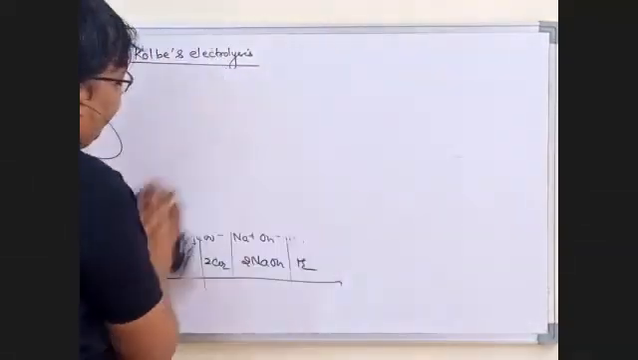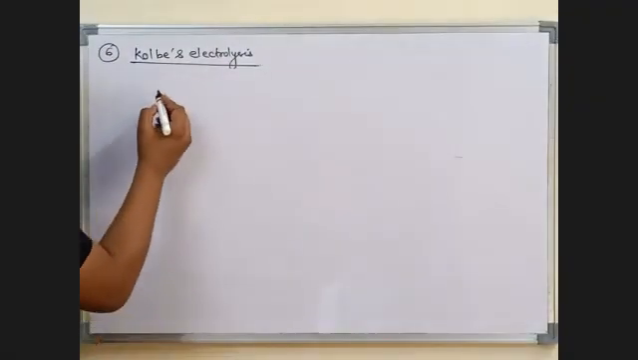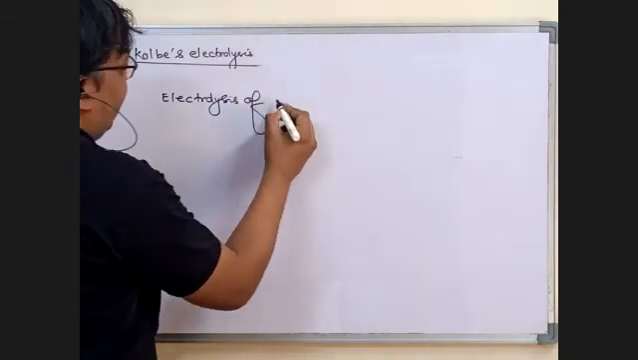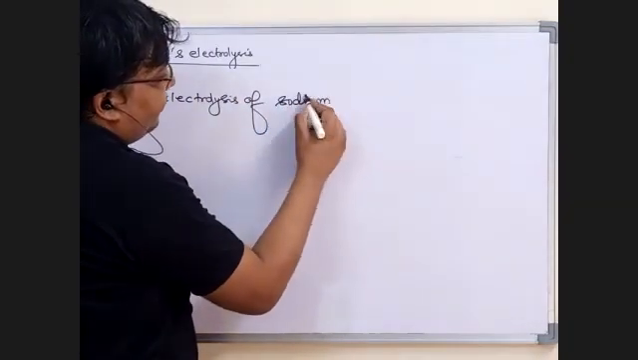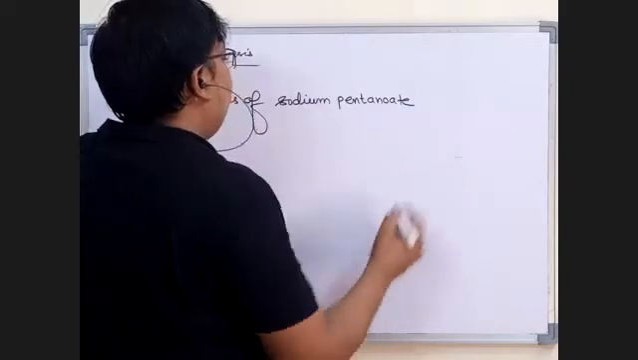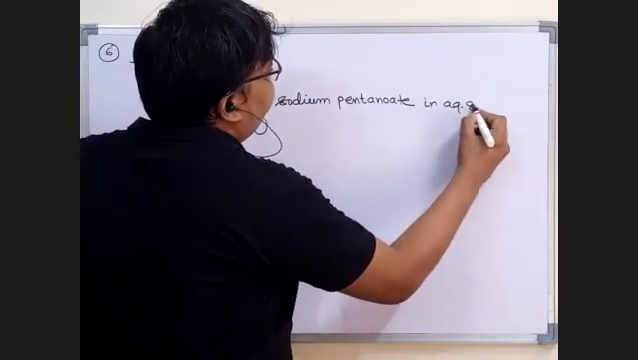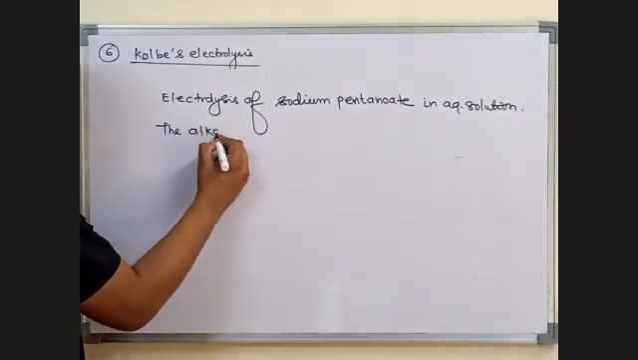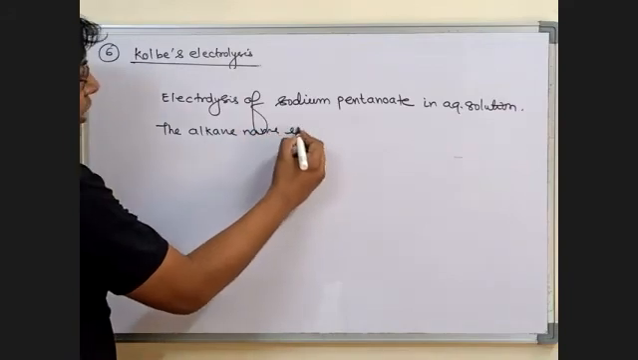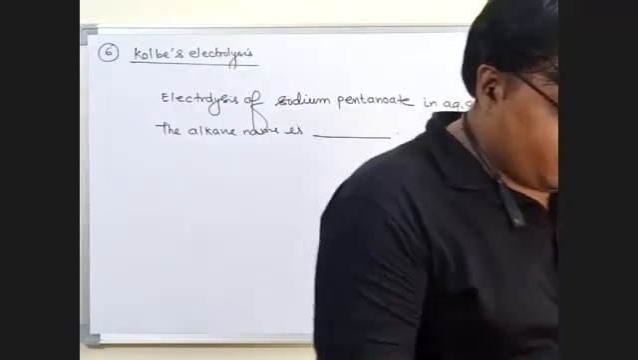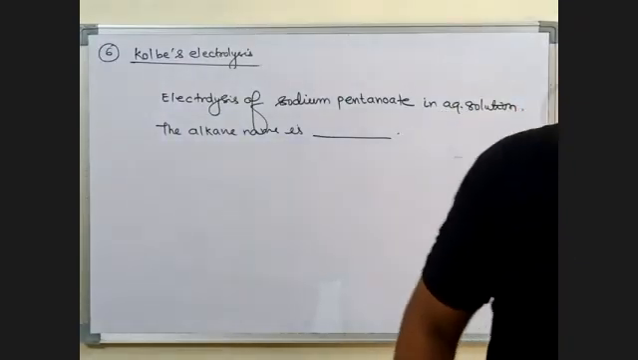Now come on student, one more reaction. Electrolysis of sodium pentanoate in aqueous solution. The alkane name is, come on student, you find the product over here, students.